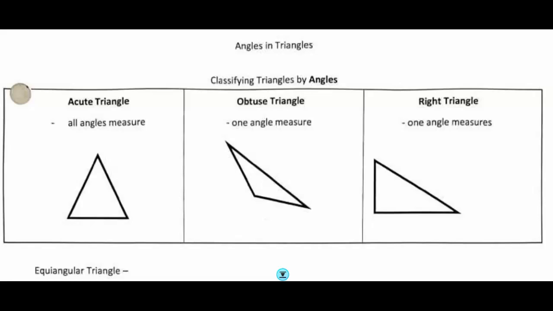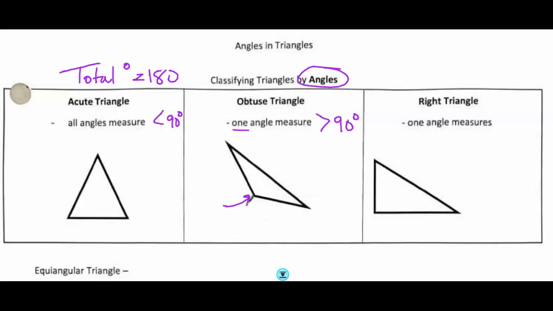When you want to classify triangles by angles, there are three kinds we'll talk about. Acute triangles: all angle measures must be less than 90 degrees. Remember, in a triangle, we learned that the total degrees is 180, so don't forget that. In this acute one, all of them are less than 90. In an obtuse triangle, one angle must be greater than 90. When you look at this picture, you can tell visually that that one's greater than 90.